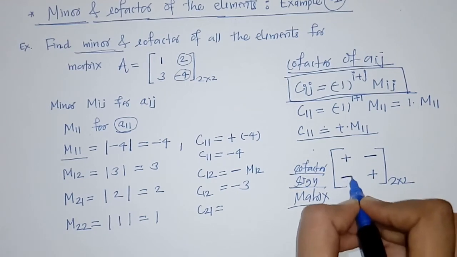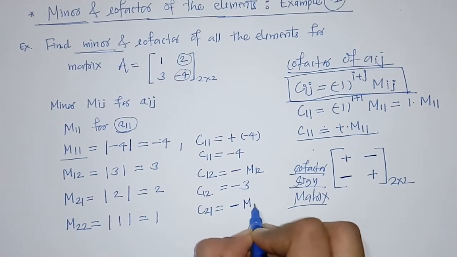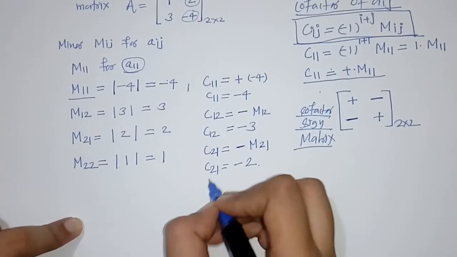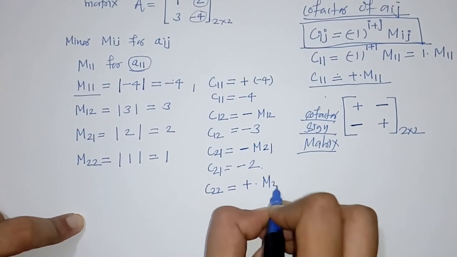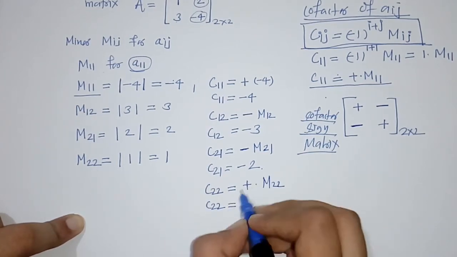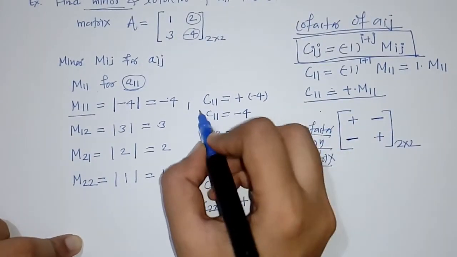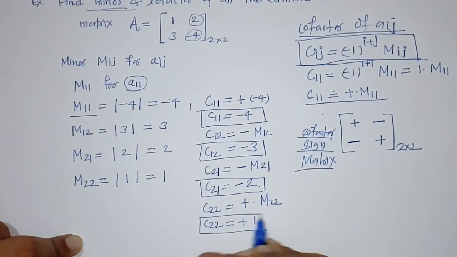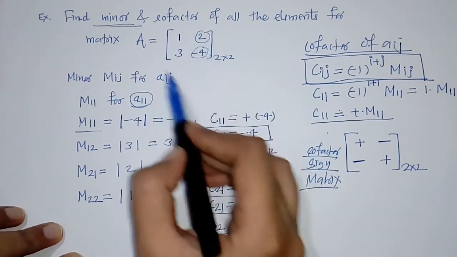Next we can find C21, that means the cofactor of the A21 element. This is this sign, so we write minus of M21. We get C21 equals minus of this 2. Similarly we have C22. The sign is plus, plus into this minor, so C22 is plus 1. So we have found all the cofactors. These are the minors and these are the cofactors of all 4 elements.